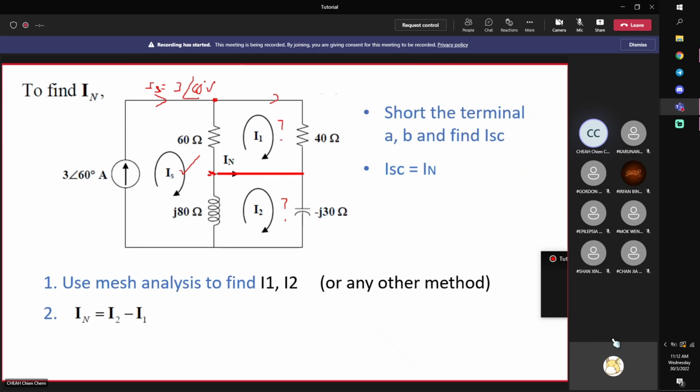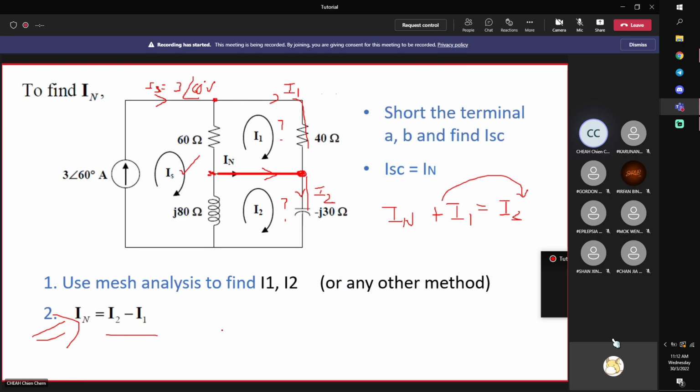I'll use mesh analysis to find I1 and I2. If I assign this way, this is my I1, this is my I2. What is this? Kirchhoff current law over here, inflow equal to outflow. IN, the short circuit current which I want to find, plus I1 inflow, is equal to outflow. So this means IN is equal to I2 minus I1.